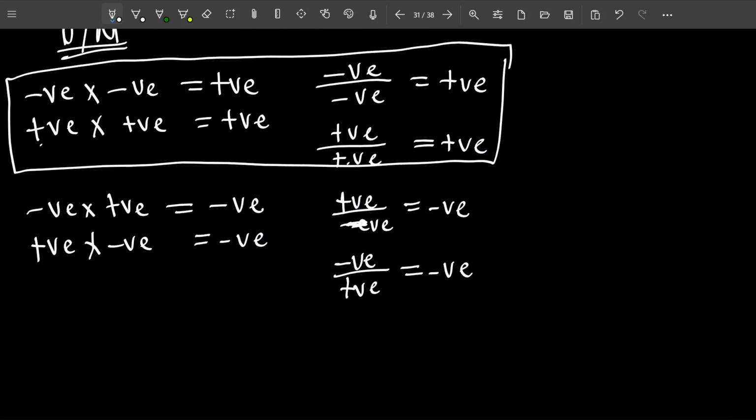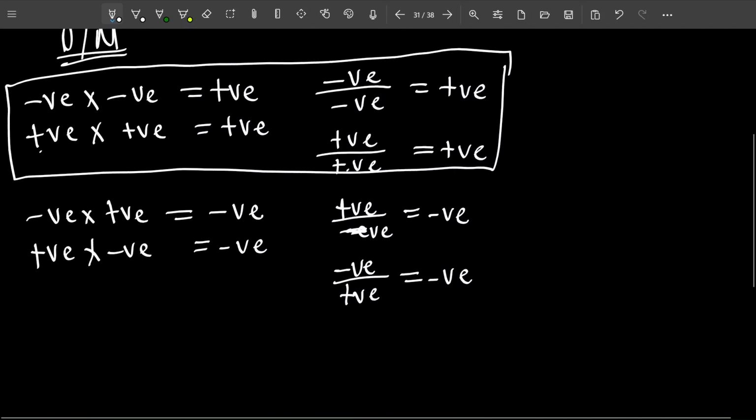But when I multiply two things that have different signs, my answer will always be negative. If I say negative times positive, the signs are different here, so my answer will be negative, straight. If I say positive times negative, the signs are different again, my answer would be negative. So just make sure you know when you divide and multiply things that have different signs, your answer will always be negative. No negotiations, nothing will change.